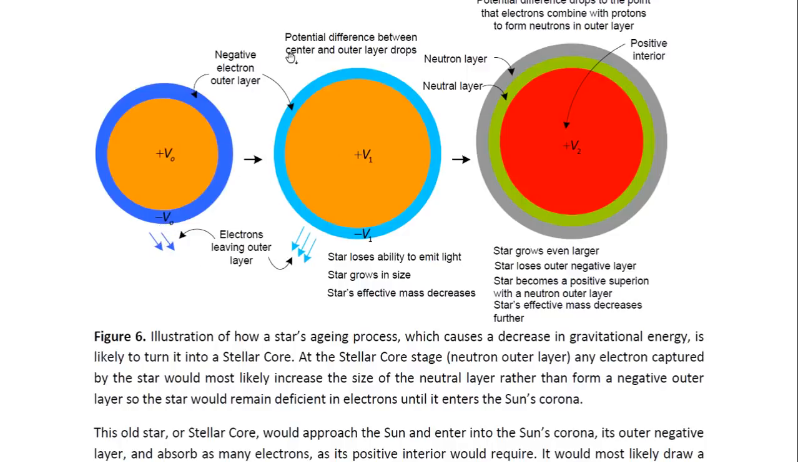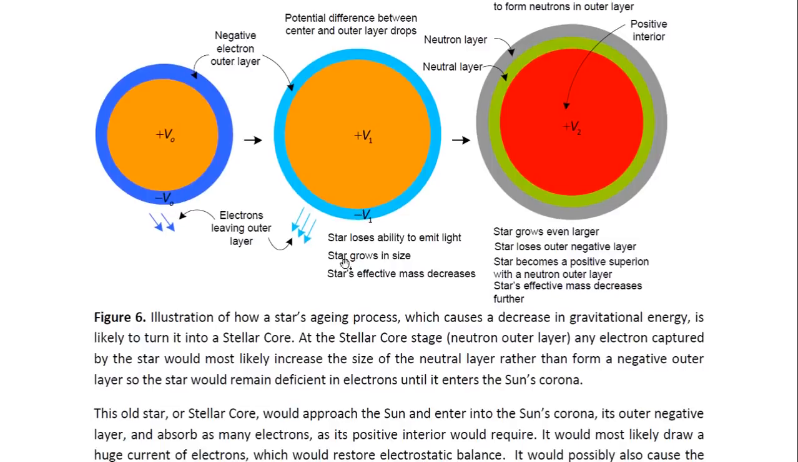And as the star ages, this potential difference would decrease, and so the light emission mechanism of the star would be affected. Eventually the star, as it ages, would lose the ability to emit light. It would also grow in size because the attraction between protons in the core, well, actually in the whole star, would decrease, and thus they would move further apart, and thus the star would expand or grow in size.